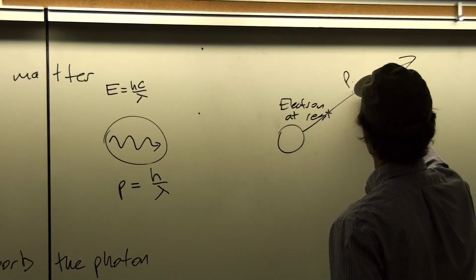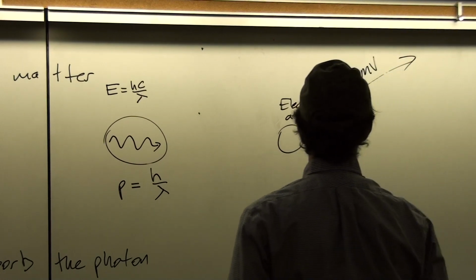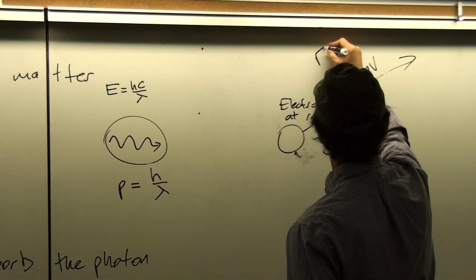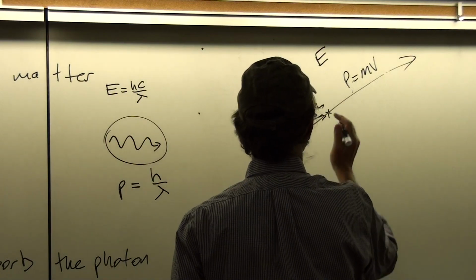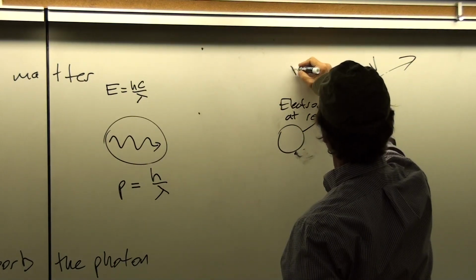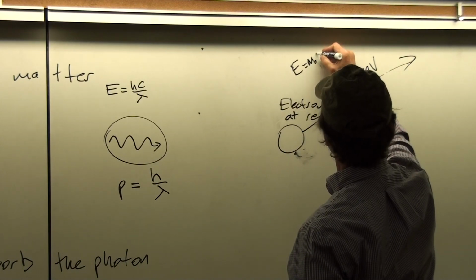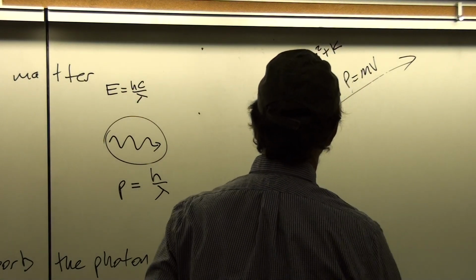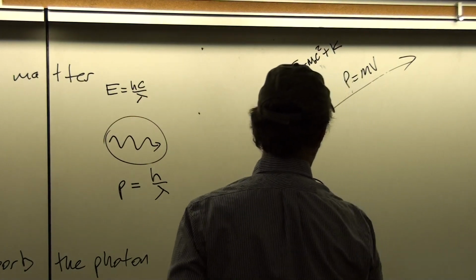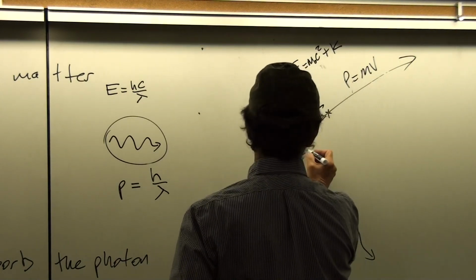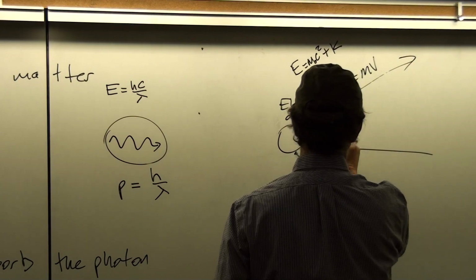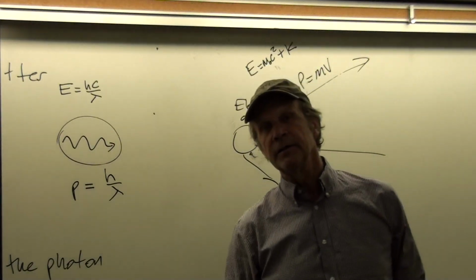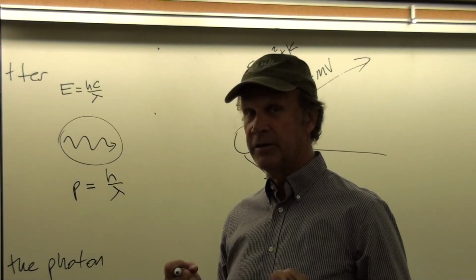So the electron has some momentum now, which is the mass times the velocity of the electron. And the electron also has some energy. That energy is going to be equal to m naught c squared plus K, where K is the kinetic energy of the electron. Now normally, if the photon has given up some energy, we would say it's slowed down, right, if it's a regular particle. But photons can only go the speed of light.